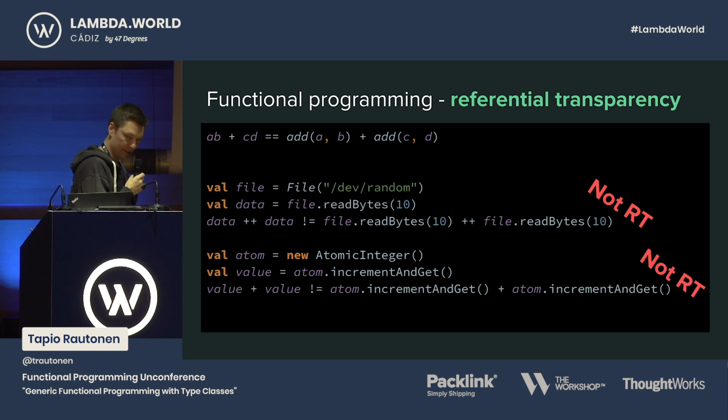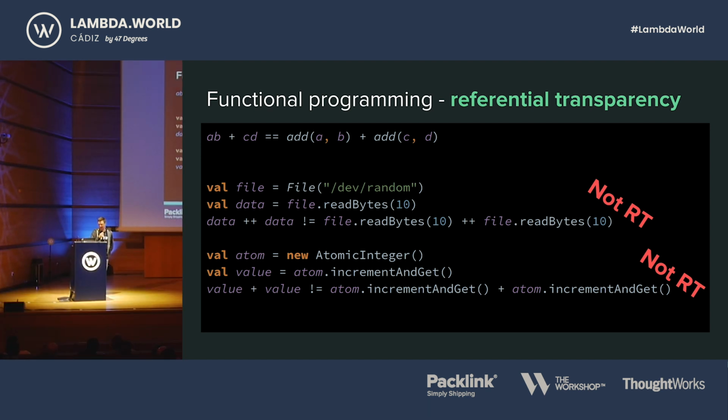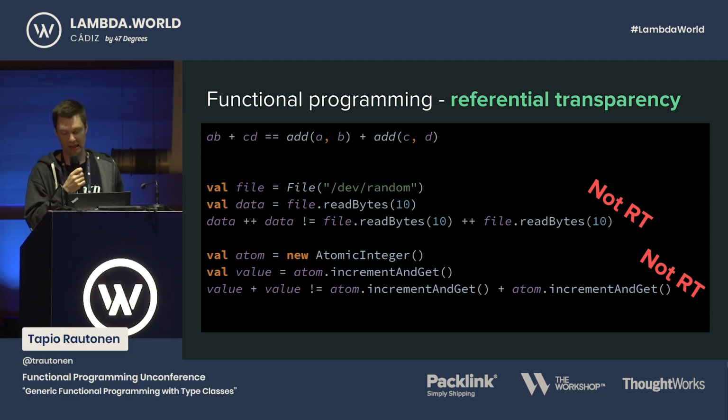Then it all comes to the fact that if you have the result of A plus B, and add the C plus D result to that, and compare that to the functional calls of adding A to B and adding C to D, these things must be the same thing. And if you look at typical programming examples below, you have a file where you read bytes, and then you compare the data, and then compare reading again some bytes from the file. And as you probably know, when you read the file along, you get different bytes, so this doesn't hold and it's not referentially transparent.